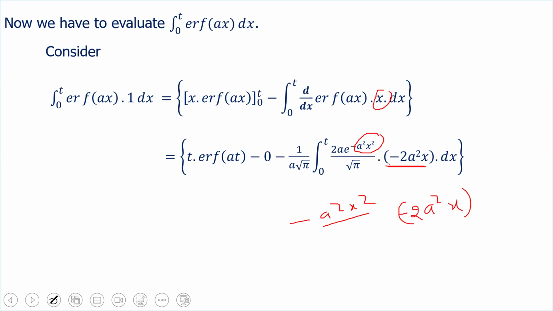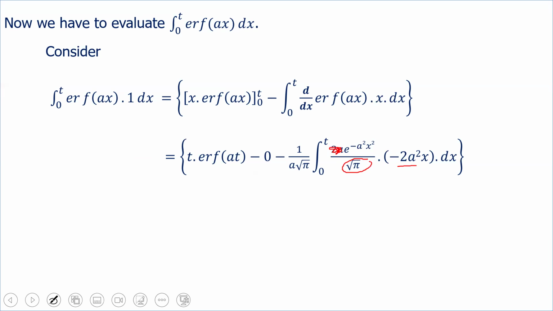A is already over here. So we are multiplying and dividing by a. So this is a square. 2 is already over here. Minus and minus is already over here. So actually this is not over here. We have this 2a we have taken over here. x we have taken. So root pi something upon e to the power minus a square x square. Root pi we have also taken outside.